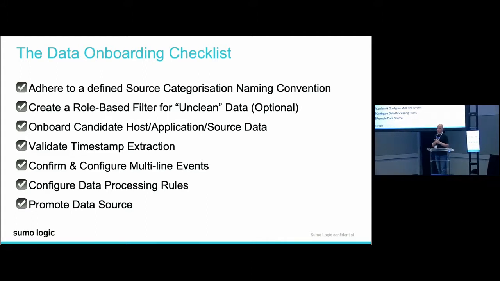Validate the timestamp extraction. Absolutely essential. In fact, if this was listed in order of priority, I'd put timestamps at the top. It is probably the most common mistake that I see, where people don't get the timestamp right, and as soon as you don't have the time right, you can't trust your data. Confirm and configure multi-line events, probably one of my big bugbears early. I'm going to go through each of these in a little bit more detail shortly. Data processing rules for the filtering, masking and redacting, and finally, the promotion of the data source to a production environment, and I'll give you examples of that shortly.